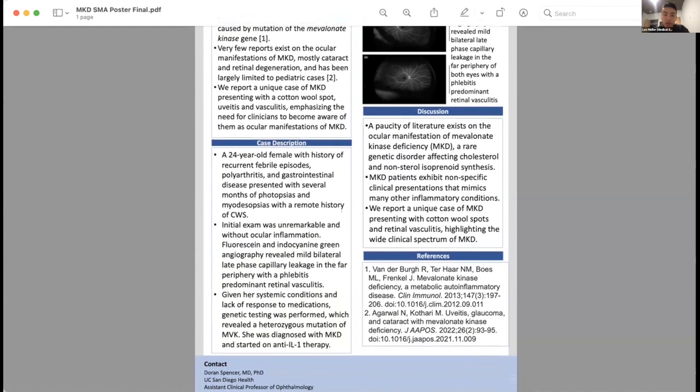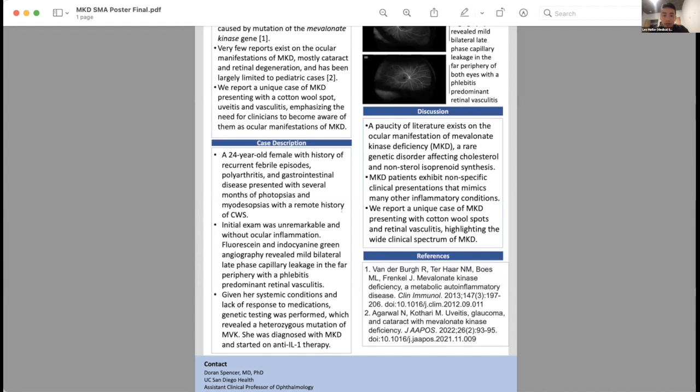So the case description: the patient was a 24-year-old female with a history of recurrent febrile episodes, polyarthritis, and gastrointestinal disease, presenting with several months of blurry vision and a remote history of cotton wool spots. Initially, her exam was unremarkable and without any ocular inflammation. Fluorescein and indocyanine green angiography, however, revealed mild bilateral late phase capillary leakage in the far periphery of her eye with predominant retinal vasculitis.